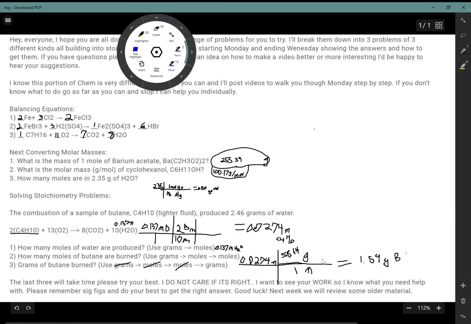Okay? So, just to recap what we did, we went through and we did grams to moles. We did moles to moles using the molar ratio, which was for every 10 of these, we got 2 of these. So divide by 10, multiply by 2. Divide what you have to get what you want. Okay, that's a good way of remembering it. Okay, and finally we get grams. How do we convert moles to grams? Well, we multiply it to get the answer.